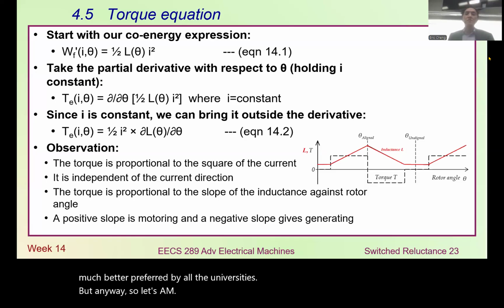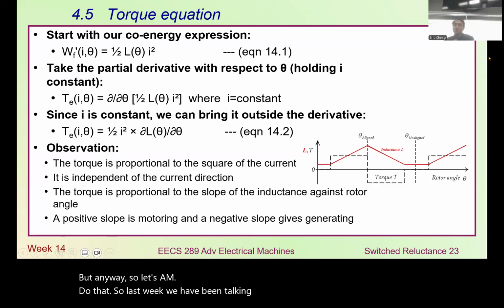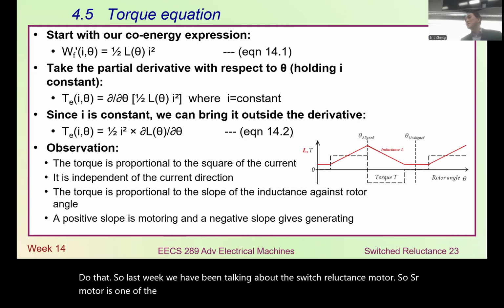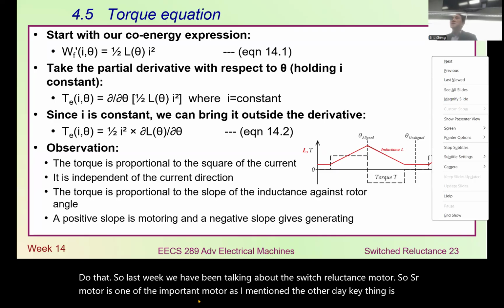So last week, we have been talking about the switch reluctance motor. The SR motor is one of the important motors, as I mentioned the other day. And the key thing is the motor will be really reliable, have fault tolerance, and also is quite simple. So in theory, if this motor were mass manufactured, then the cost will be much lower.